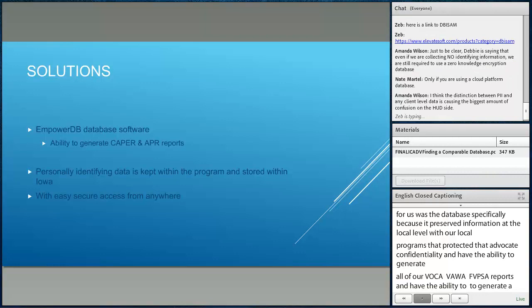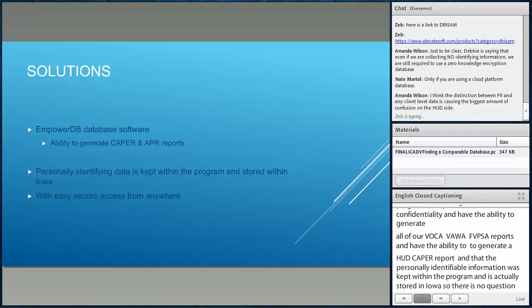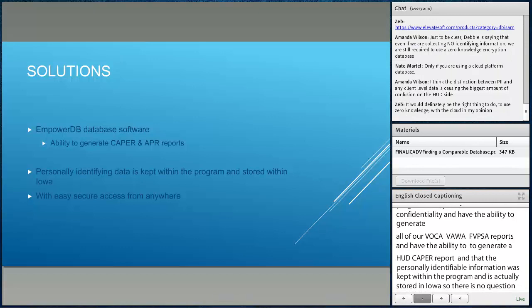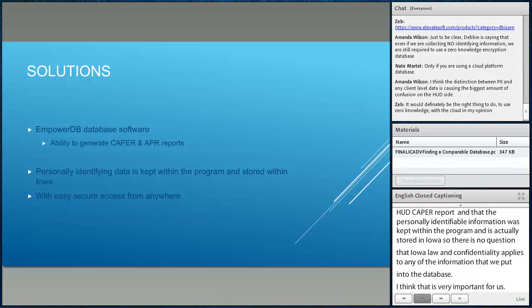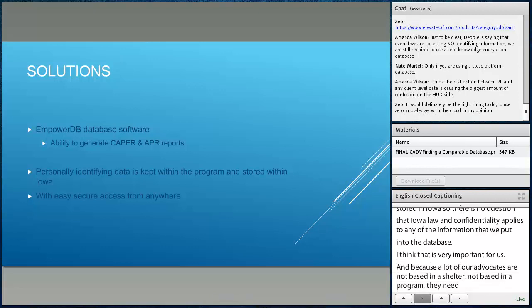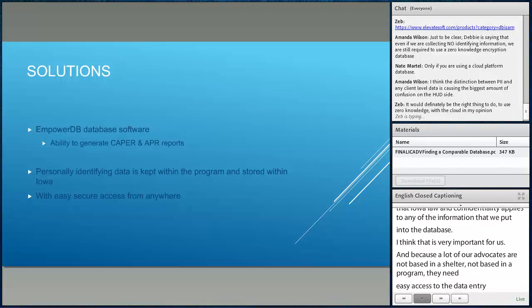So I think that's very important for us, and because a lot of our advocates are not based in a shelter, are not based in a program, they need easy access to data entry anywhere. So that was also essential for us in moving forward with what we chose in a database. It was the only option that would provide a solution that protected confidentiality and allowed us to generate the reports.